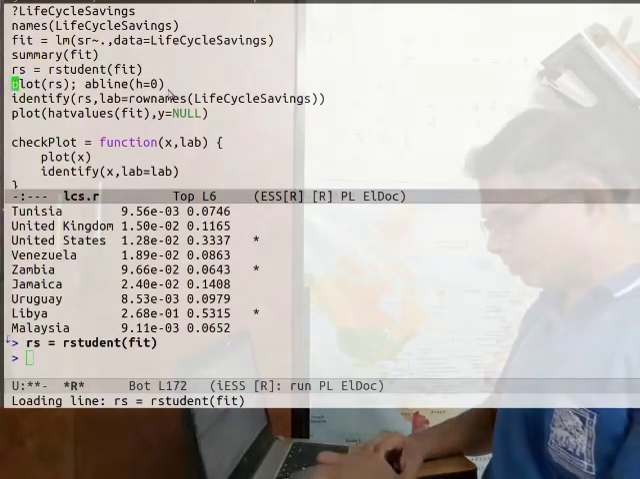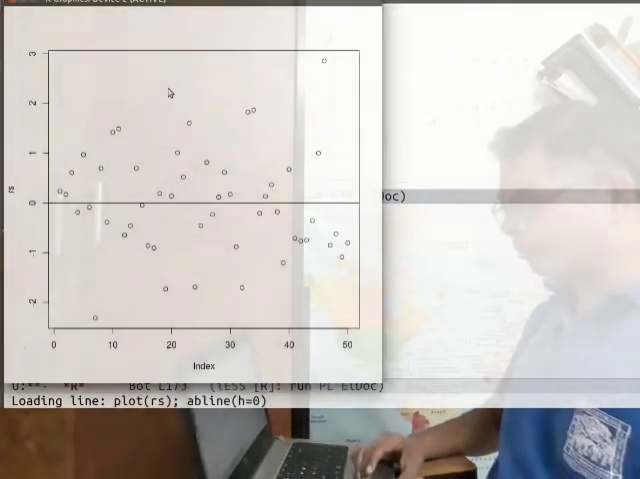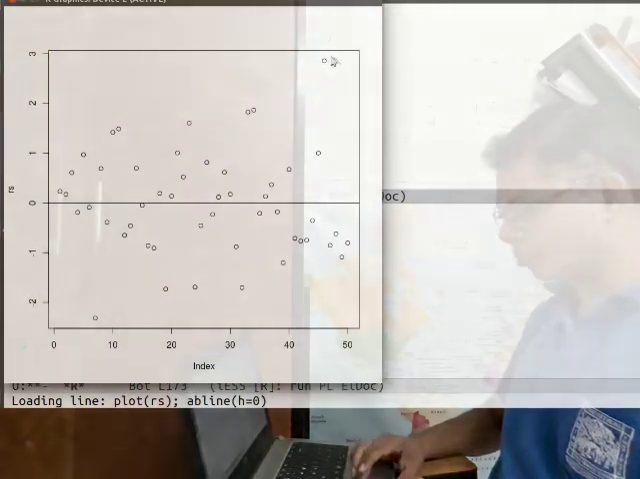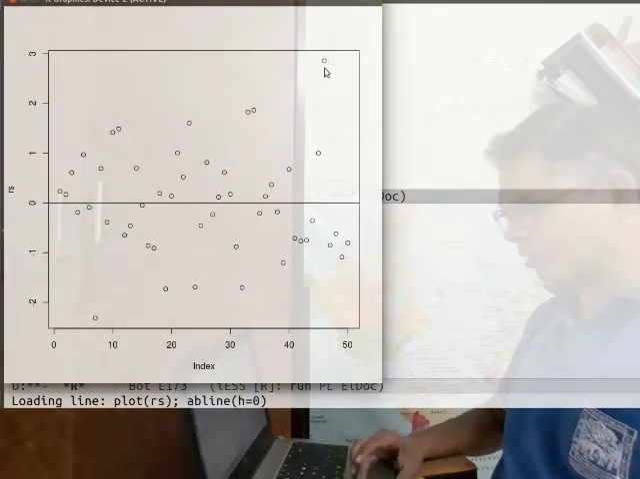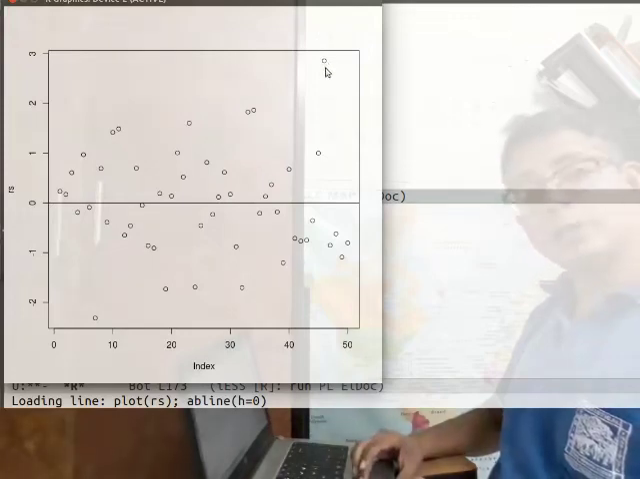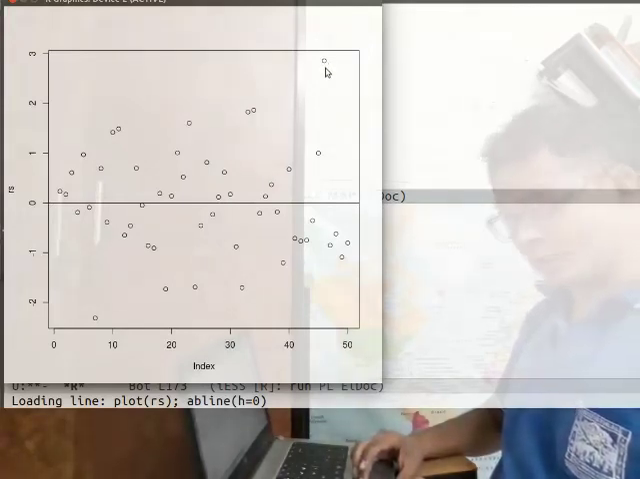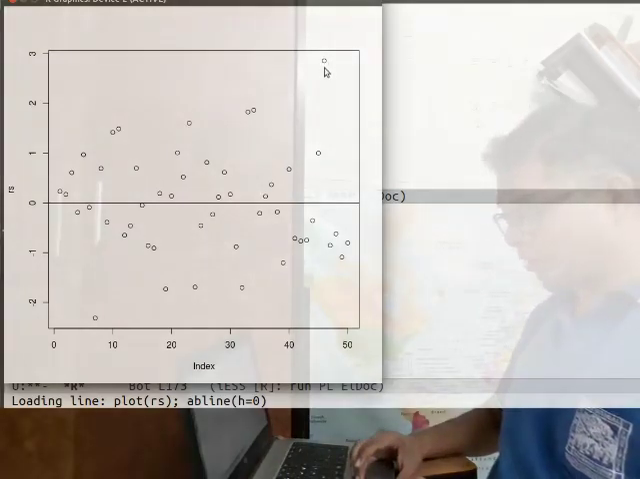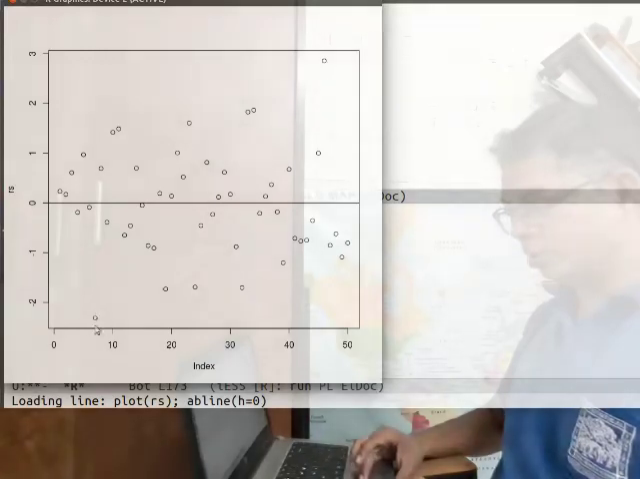So let's do the plotting, and when you see this plot, you naturally want to know what this point is. That looks like an outlier. R student will really not tell you whether it is an influential point or not. It will tell you whether it is an outlier or not. This is an outlier. Here is yet another one. Now you will be interested in knowing exactly what country this corresponds to.